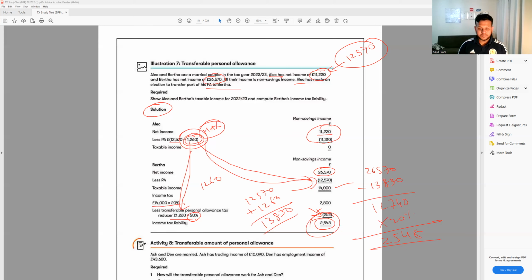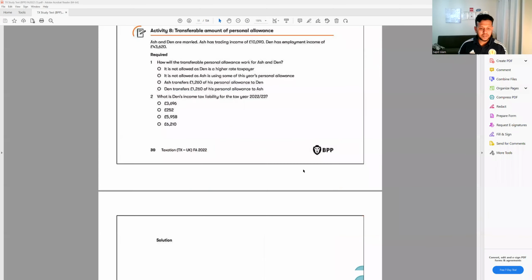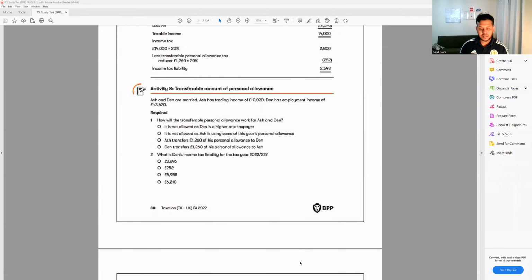All right. Let's have a look. We have one question here. Let's try to do it. Activity 8. Transferable amount of personal allowance. Ash and Dan are married. Ash has a trading income of 10,090 and Dan has employment income of 43,620. So one is earning less than the personal allowance, the other is earning more than the personal allowance, paying some tax. How will the transferable personal allowance work for Ash and Dan?